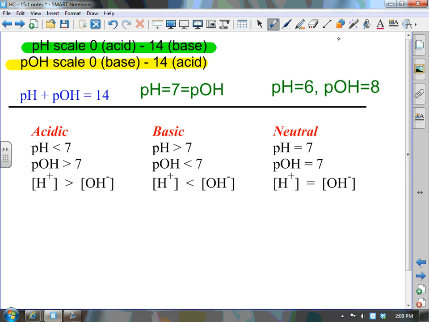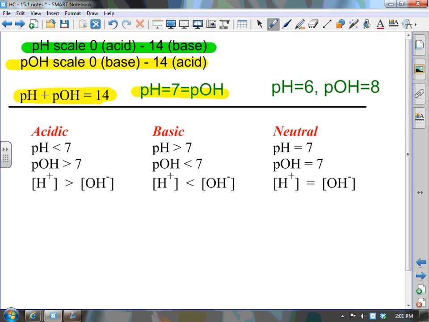Well, which one are we going to use? We use the pH scale, but it is important to have the other scale for some purposes. And here's an important little equation to remember. Whatever the pH is plus whatever the pOH is has to equal 14. That has to be true. If the pH is 0, the pOH has got to be 14. If the pH is 1, the pOH has got to be 13, and so on and so forth.